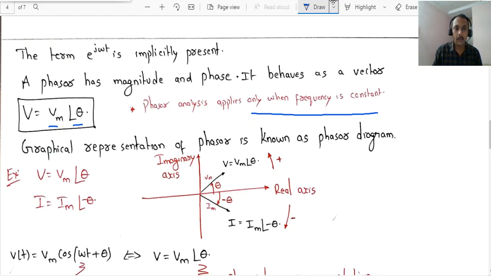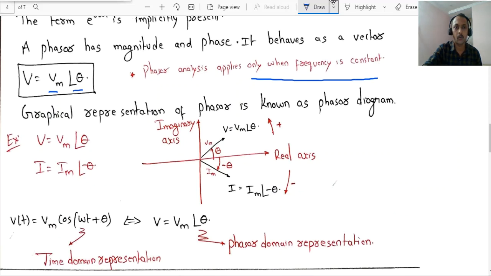Now let me come to the graphical representation. How to represent? This is very important in various subjects. You are supposed to draw the phasor diagram. You will come across the phasor diagram in transformers also, and in different concepts. The thing is, in a simple manner I will tell you.